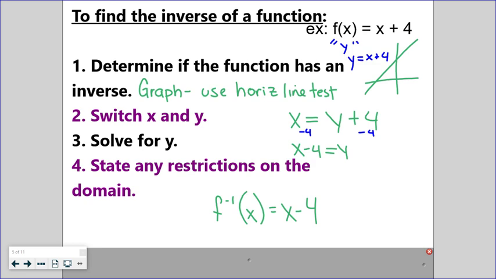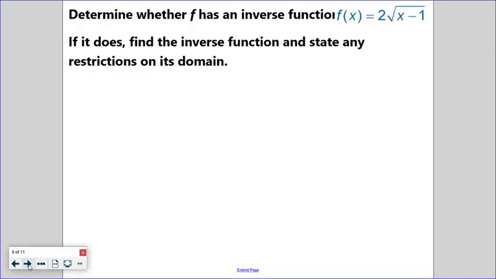Okay, let's put those into action. Determine whether f has an inverse function, given f of x equals 2 square root of x minus 1. That first phrase, determine whether it has an inverse function, says graph it and use your horizontal line test. Okay, so right now we're looking at the graph of 2 square root of x minus 1. And that tells me whether I even need to move on to the next step. If it does pass that horizontal line test, we're going to find the inverse. If it doesn't, we just move on and say it doesn't have an inverse.